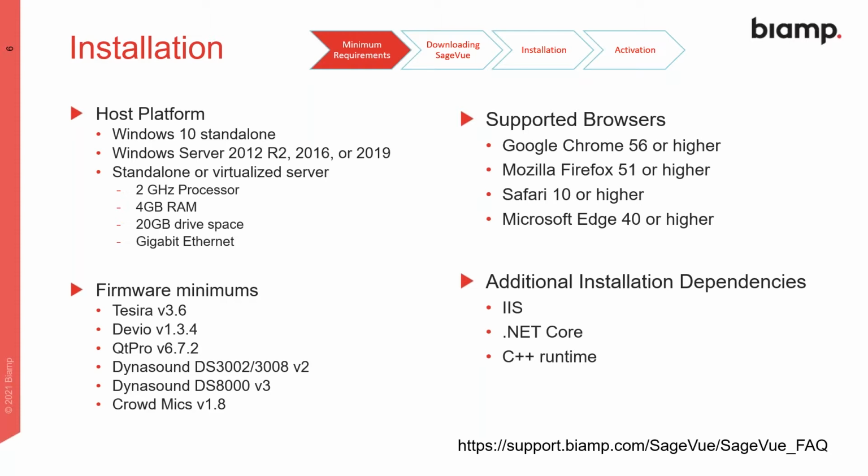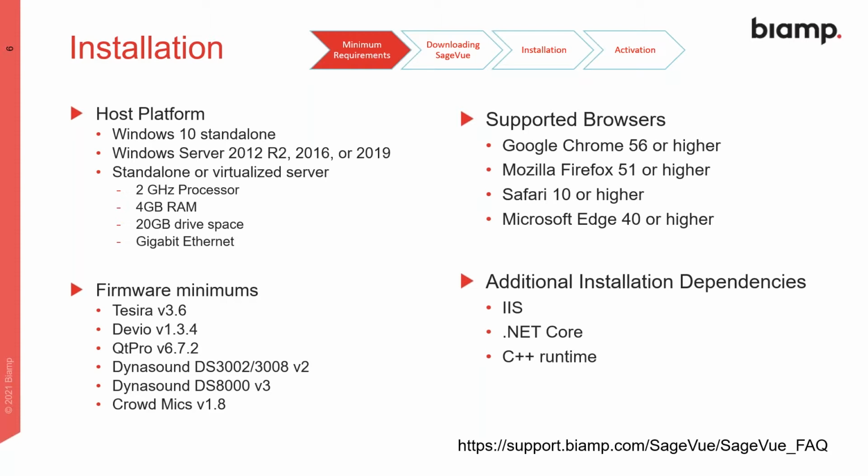At this point in time, I'd expect most new installs that are going in, these firmware minimums should be satisfied. It's good to note if you're going into some older installs that have pre-existing hardware, you want to make sure they're all at least up to the versions posted here before deploying SageVue. We're browser agnostic, so really any default browser, your browser of choice, would be available to you.